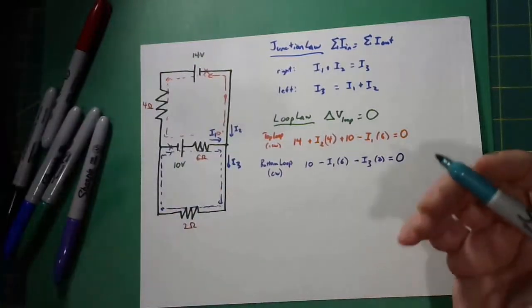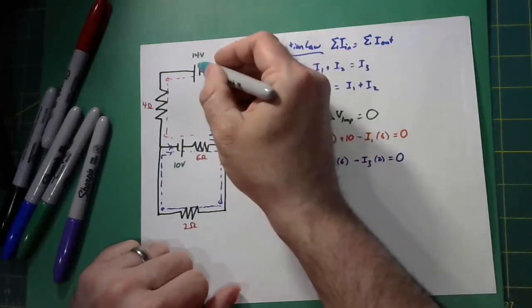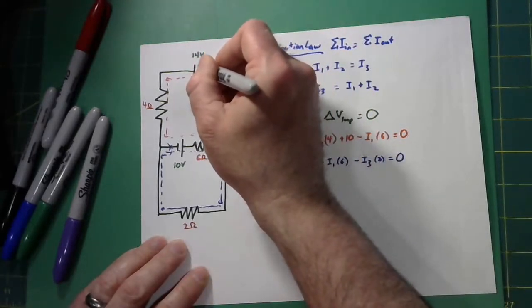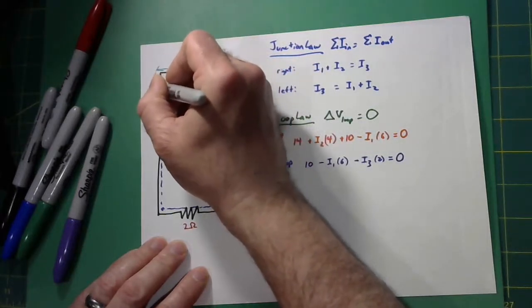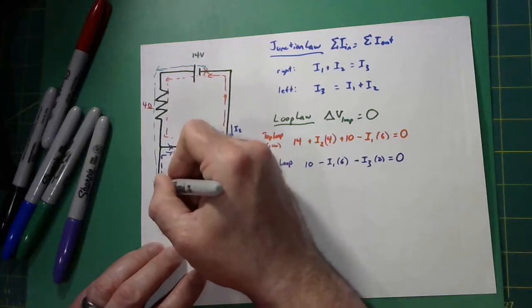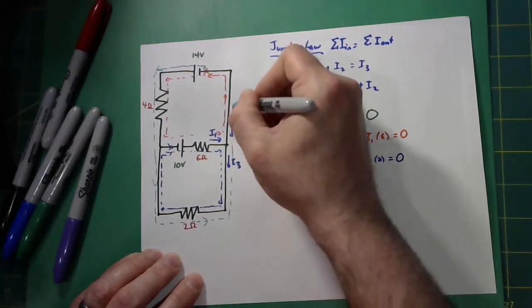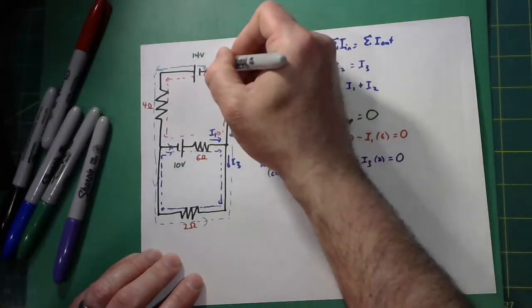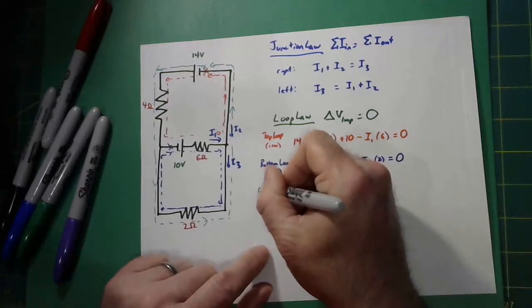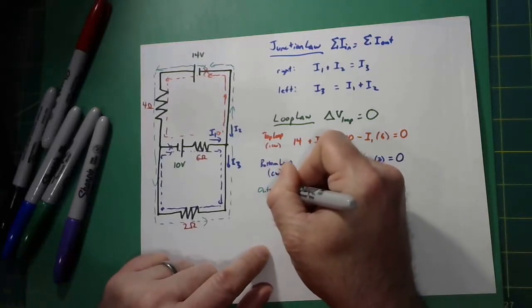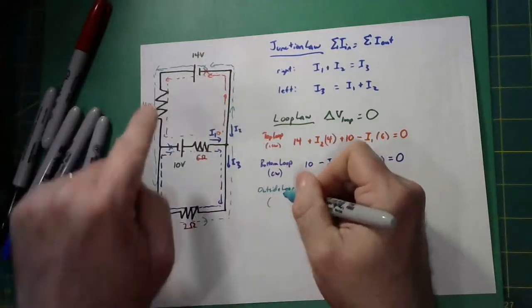Again, I like to choose the biggest battery, so I'm going to start here. I'm going to go around through the battery from low V to high V, so I'm starting at the low V side of the biggest battery. Here we go, and go through the battery, going this way, and end up back where I started. So let's write that loop. This is the outside loop, and it looks like I'm going counterclockwise.